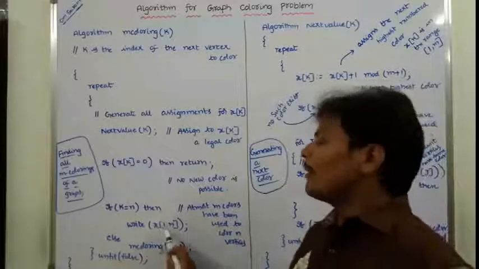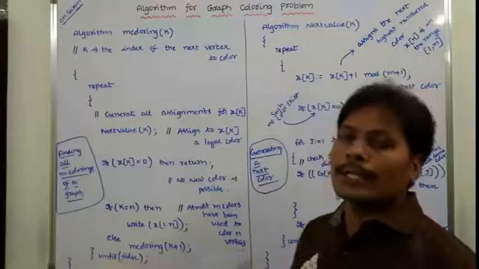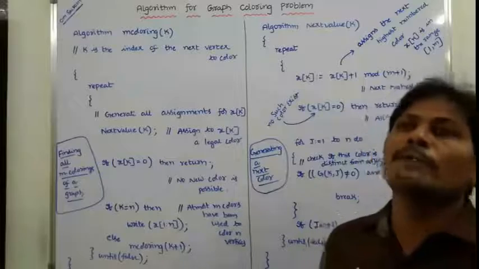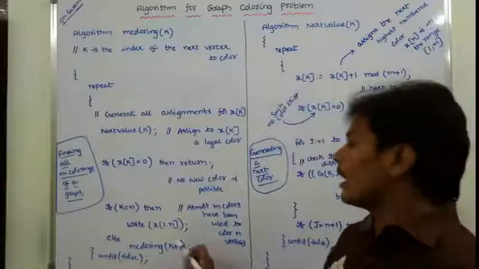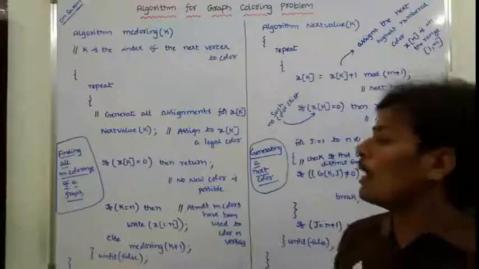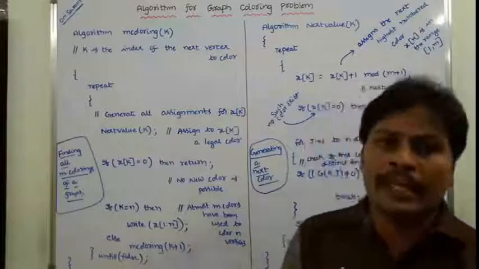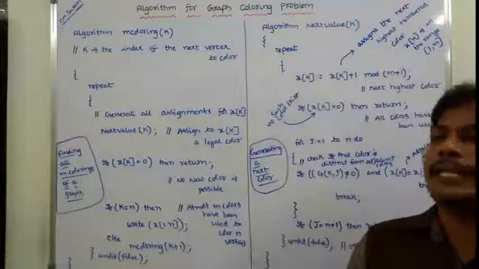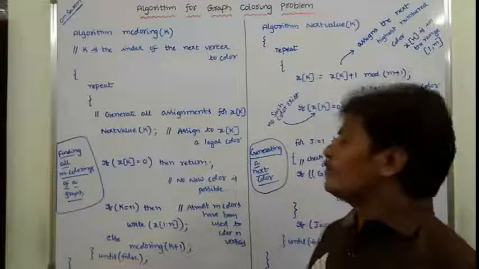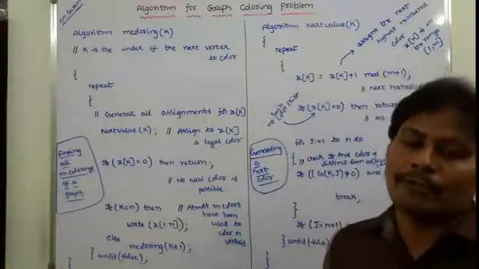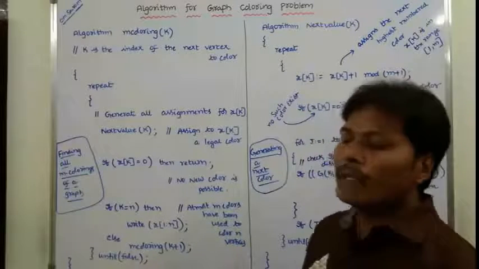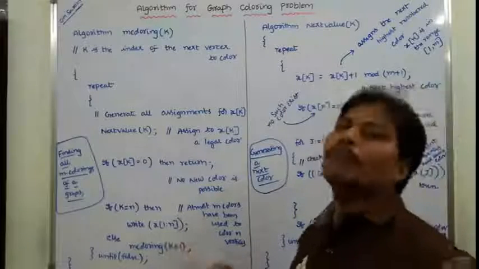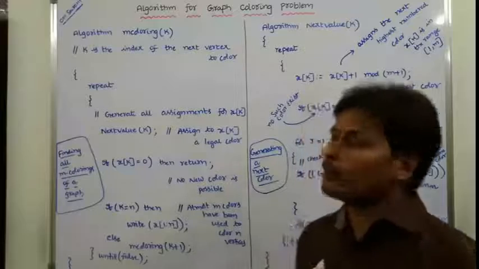So here x of 1 to n means x1, x2, x3 up to xn. What is the color we have to use for x1? What is the color we have to use for x2? For x3? For xn? Xn means the nth vertex. X1 means the first vertex. What is the color we have to use? That color number can be written if this condition is true.